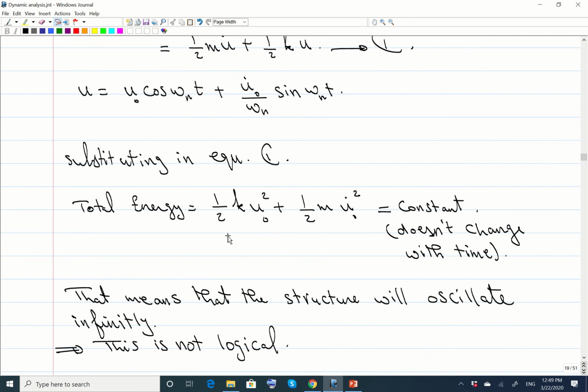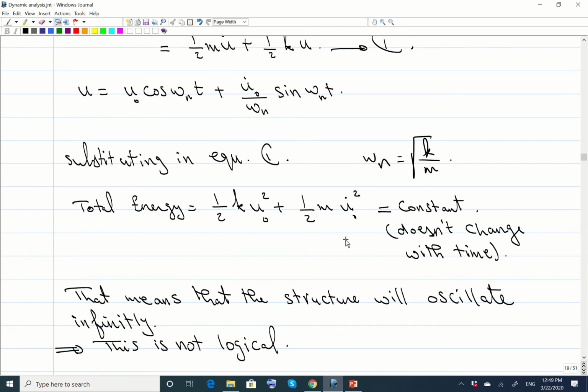If you do the simplification, knowing also that omega n is the square root of k over m, you end up with the total energy during the vibration equal to 1/2 k u naught squared, where k is the stiffness of the spring, a constant value, and u naught is the initial displacement, also constant, plus 1/2 m u dot naught squared, where m is the mass of the structure, which is constant. That means that the total energy is constant throughout the vibration.